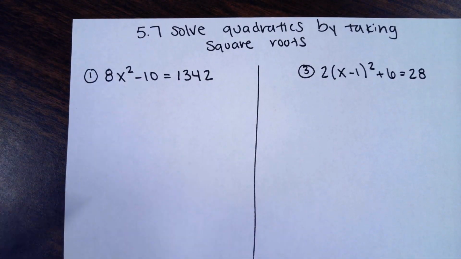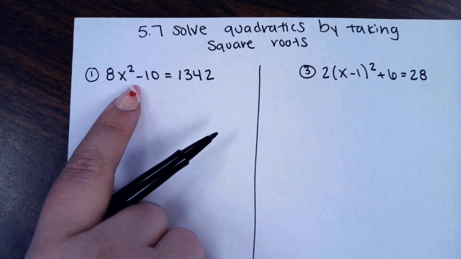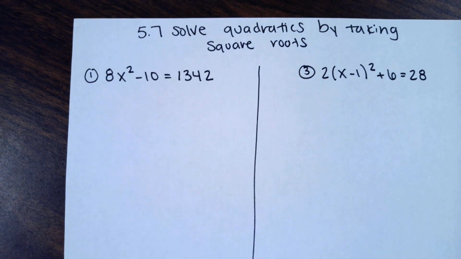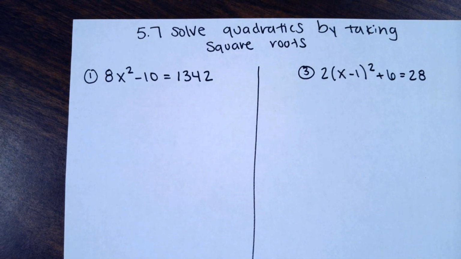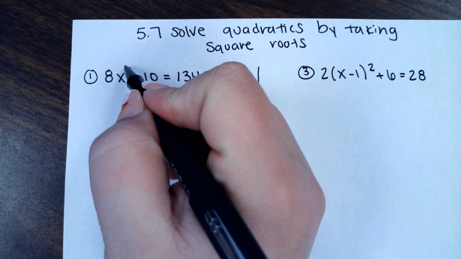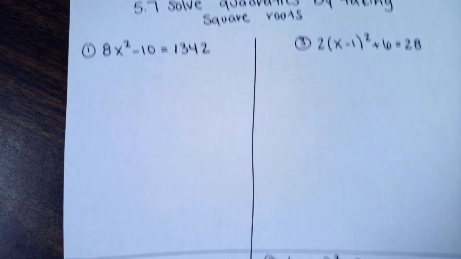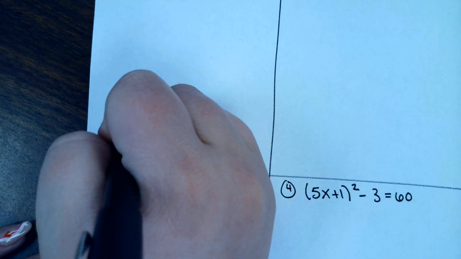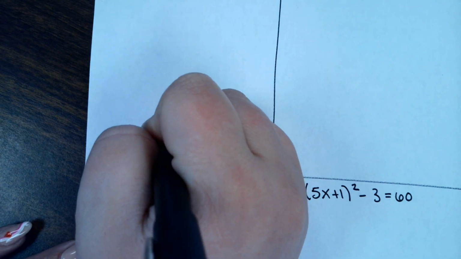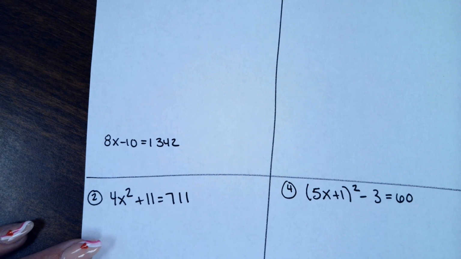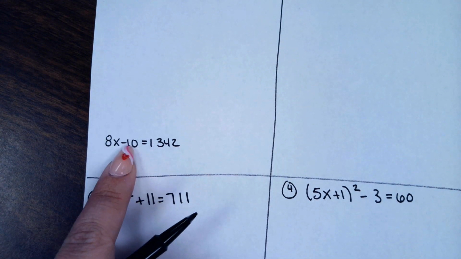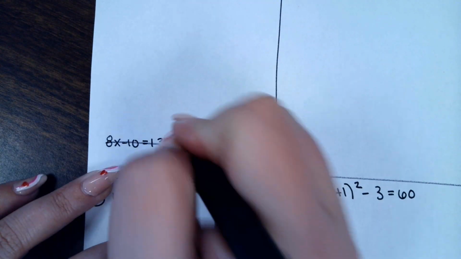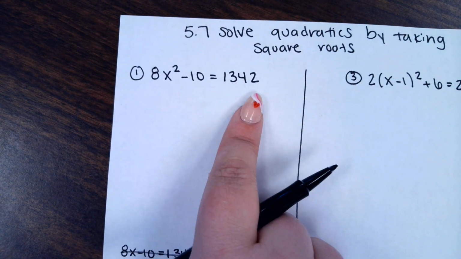Let's look at number 1 first. We've got 8x squared minus 10 equals 1,342. Now, the only difference between this equation and an equation that you would have seen in Algebra 1 is this squared right here. So let's for a second pretend like the square is not there. We just have 8x minus 10 equals 1,342. We all know how to solve that. We would add 10, divide by 8, right?